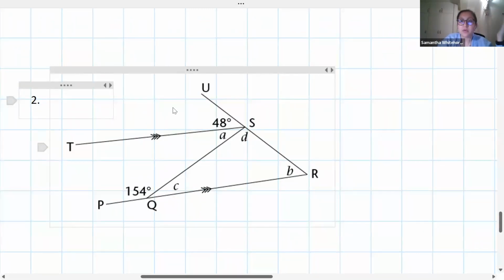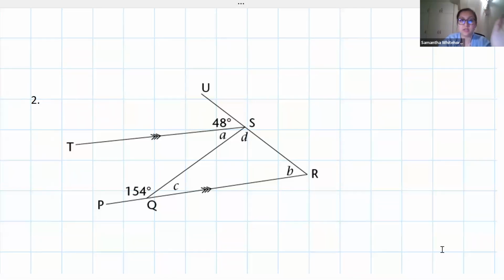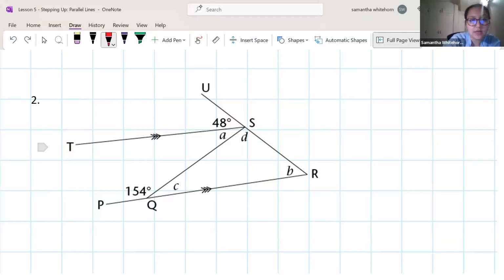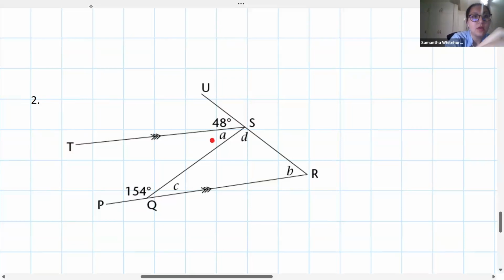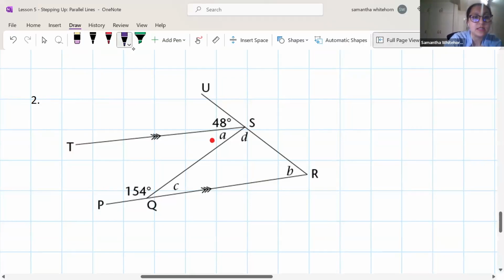I want you to try this question. You can number this question 3 if you want. You have got 4 angles you need to find here. So let's just be very clear about what we're trying to find here. We are trying to find angle A. We are trying to find angle D.